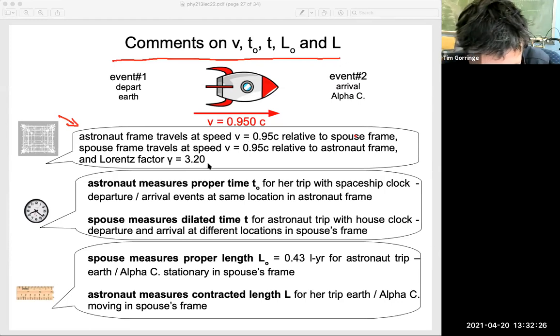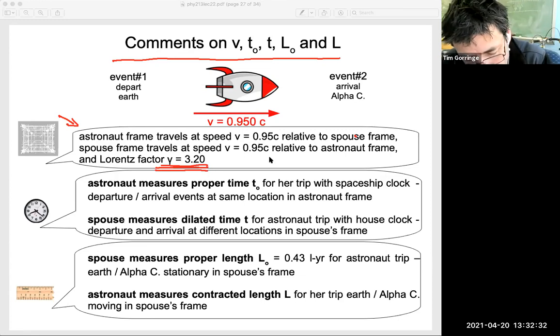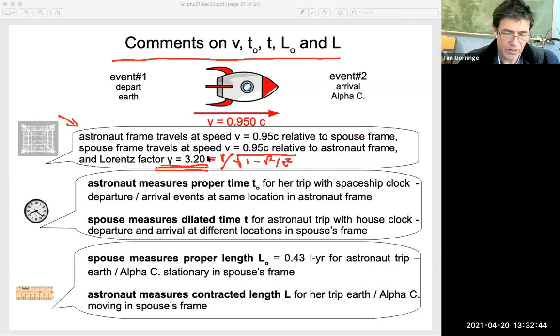And the gamma factor, the Lorentz factor, if you calculate it, remember it's 1 over the square root of 1 minus v squared over c squared. That's 3.2. And so that's an important factor in this problem. Okay, so that's a comment about the Lorentz factor and the speeds.